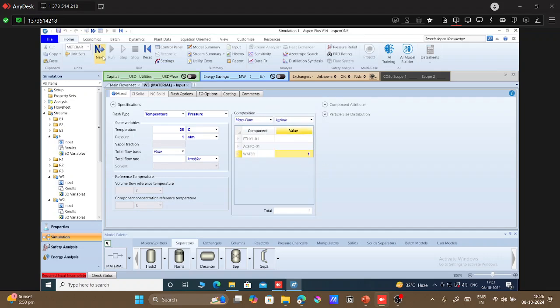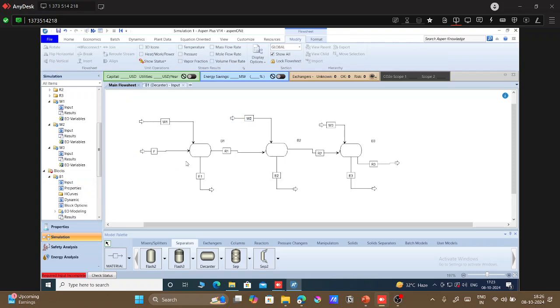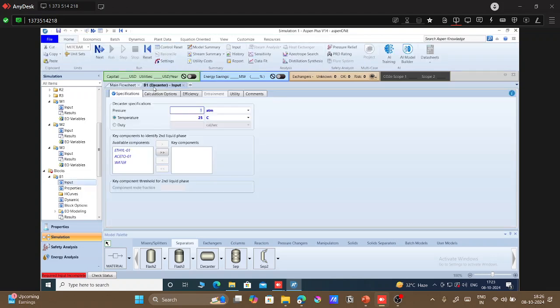Okay, and the temperature pressure condition for each of them is same. Now this key component to identify second liquid. So second liquid here we have provided, so we are referring it as an extract. So in the extract, what should be the major component? Water. Being a solvent, it should be the key component. Okay, so provide that.